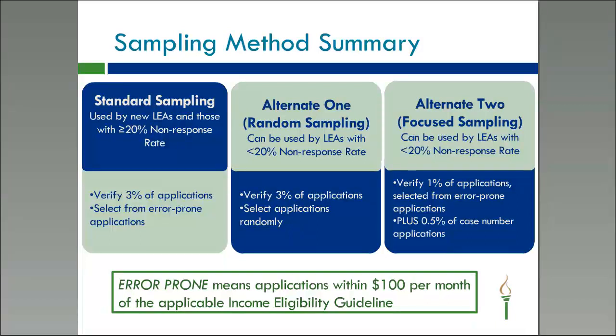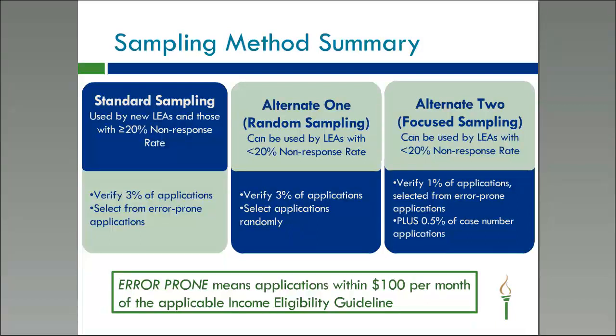If you have less than 20% non-response rate from the previous year, then you have the option to select either alternate 1 or alternate 2. Most LEAs select alternate 1. It's a little easier to do the calculations and to select the applications. So for alternate 1, you'll verify 3% of the applications just like you did with standard sample, but the difference is you'll select the applications randomly. So instead of error-prone, you select the applications randomly.